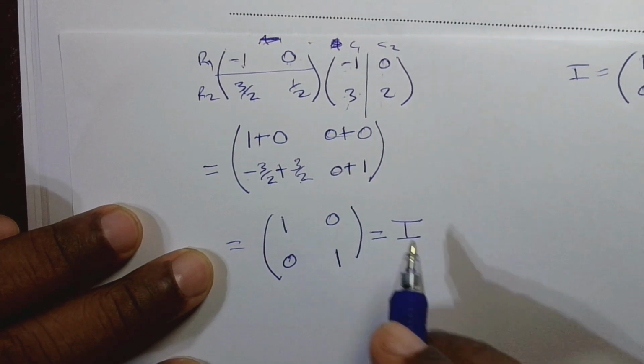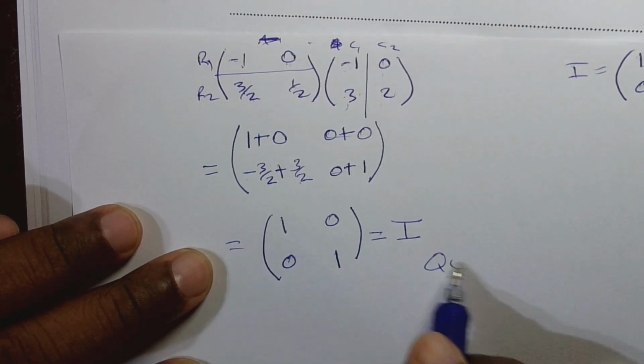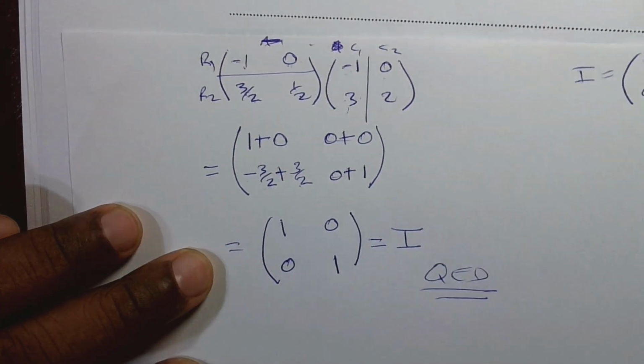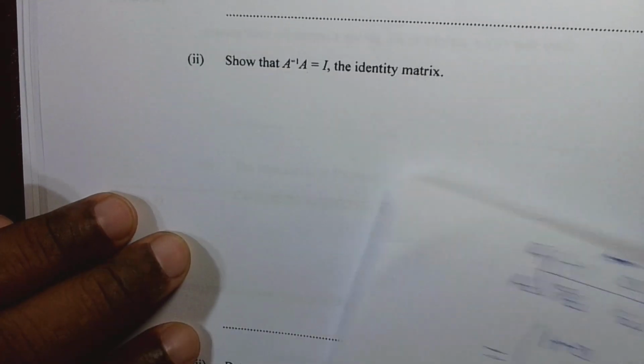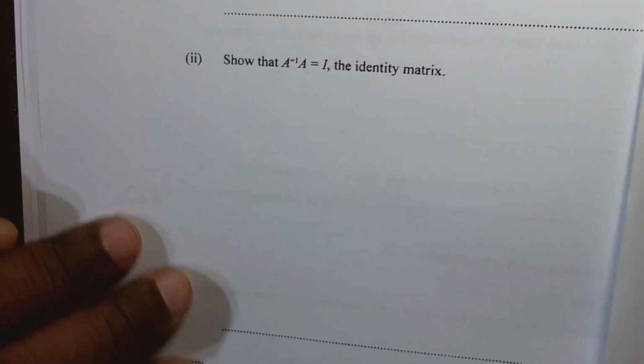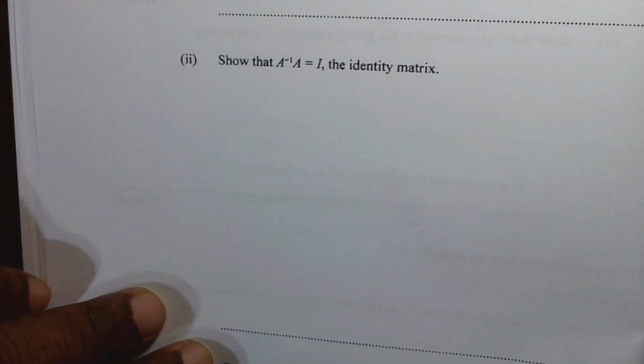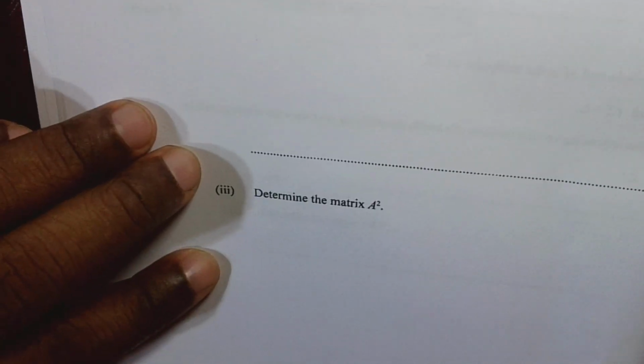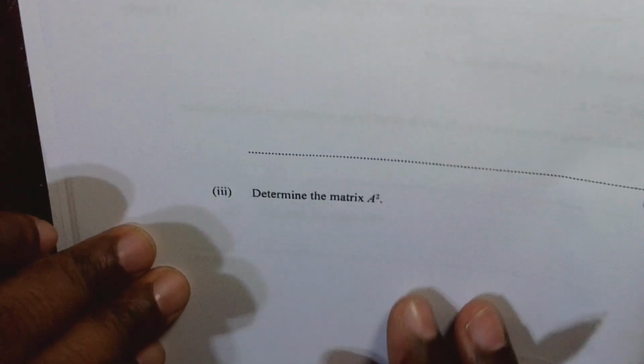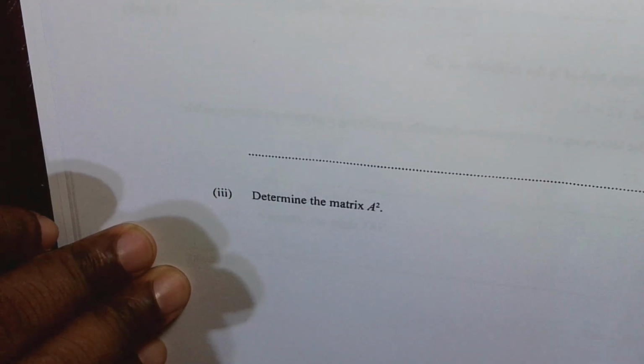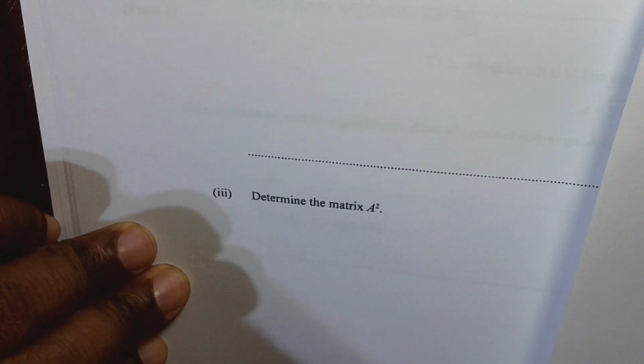And so we have basically shown that, QED, means that we have shown or proven. We have proved the point that when you multiply a matrix by its inverse, or the inverse of a matrix by the matrix itself, you get the identity matrix. So the next one is finding A squared.